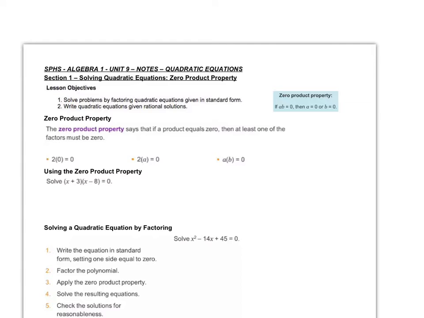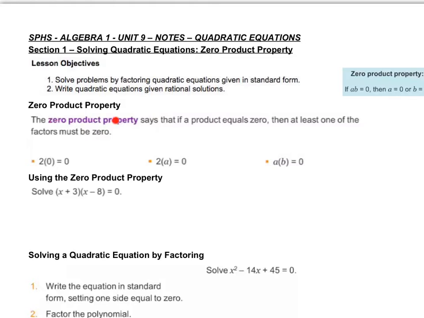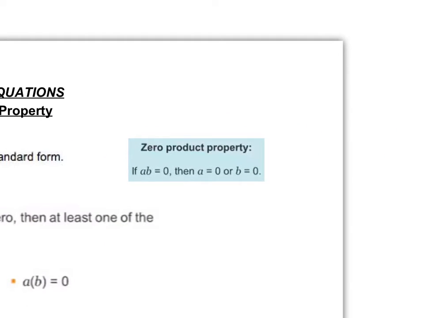So the first thing we want to do is look at this thing called the zero product property, okay? And what this says is that if a product equals 0, so if you take two numbers and set it equal to zero, then at least one of the factors must be 0, okay? So over here is your zero product property. What that says is that if you have some number a times some number b, and if you multiply these two numbers together and you get 0, then either a is equal to 0 or b is equal to 0, okay? And that's what that means.